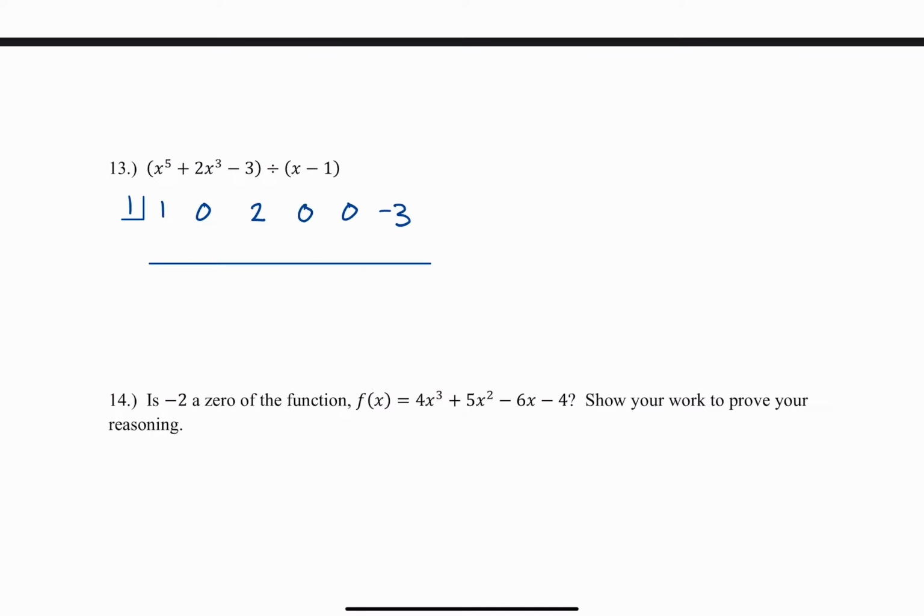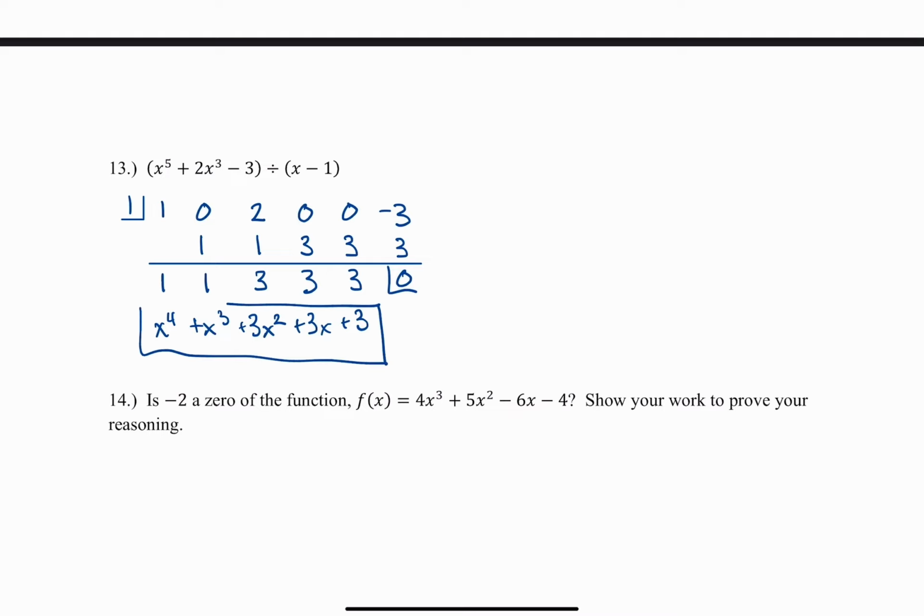And then we'll go ahead and do the computation. Drop the 1, multiply, add to 3, multiply to 3, add to 3, multiply to 3, add to 3, multiply to 3, and then we add to 0. We started with x to the 5th, so we have x to the 4th plus x cubed plus 3x squared plus 3x plus 3. And we don't even really need to say plus 0 over x minus 1 because the zeros, in the numerator, just leave it as 0. So there is our answer to 13.